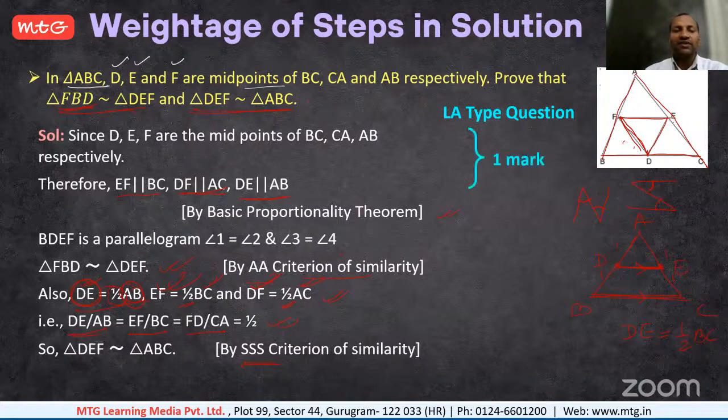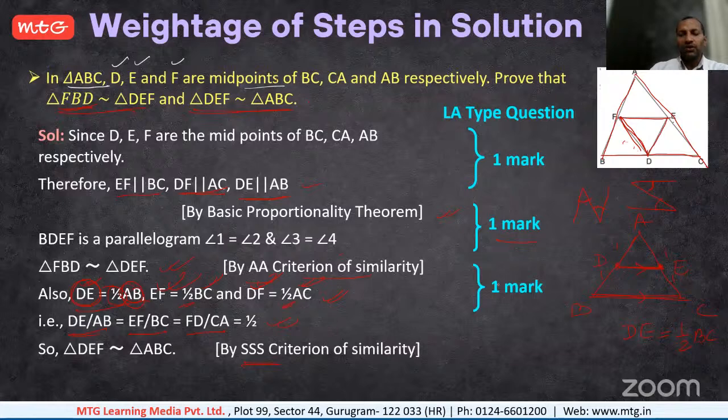Now, how will you get the marks? The first mark you will get for the information they have given. This step you will get 1 mark. Another step you will get 1 mark. This criterion we have proved, so we got 1 mark. So if it is a 3-mark question, the 3 marks will be divided in that way.